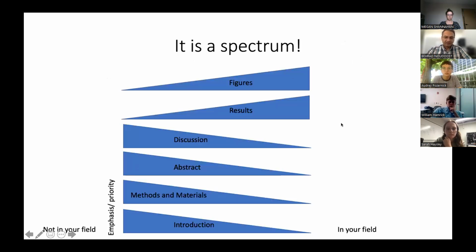So if I want to give you an idea of how this changes the way that you approach a paper, you should understand that it's a spectrum. If you are less familiar with the paper and with the field, then you have to spend more time on introduction, methods, materials, abstract, and discussion. But if it is in your field and you already know, okay, this group is working on, I don't know, object recognition in visual cortex, you can just jump right into their figures and results and see what is the new finding that this group has.